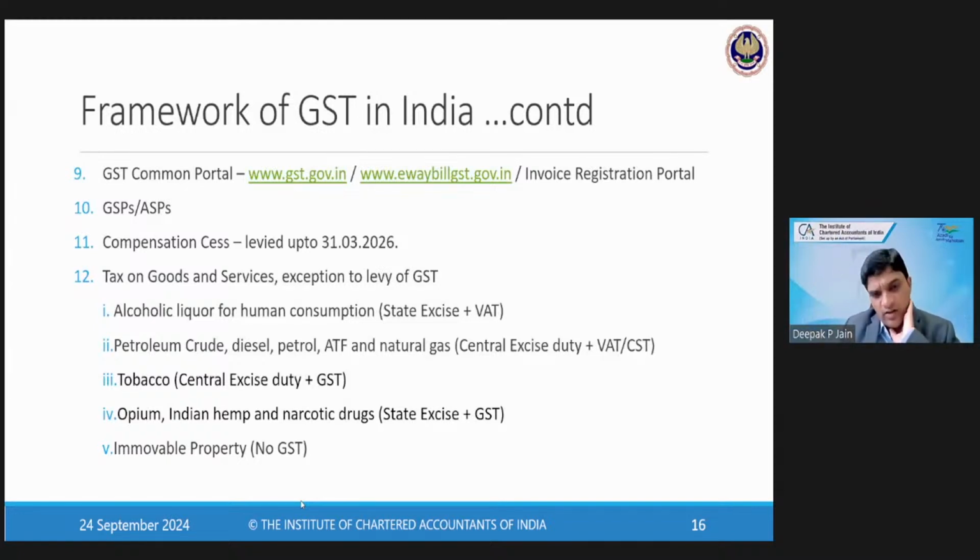Ten crore turnover that has got reduced to a 5 crore turnover. I think you will see in the amendments that that's got reduced to 5 crores.